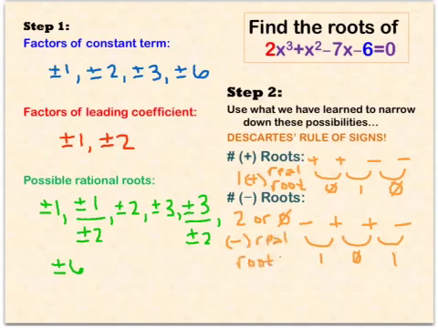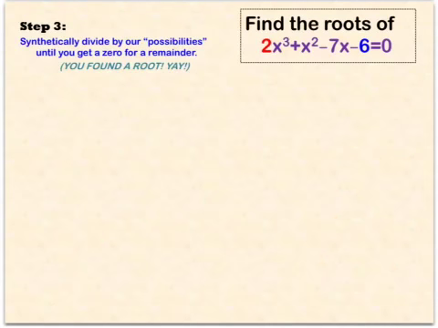Why is this helpful? Because I know for sure, 100%, I have one positive real root. So when I start checking through this list, it might be a smart idea to start checking all of the positive roots first before you start looking at the negative possibilities, because I know for sure I have one positive real root. So now is the part where we just have to start guessing and checking.